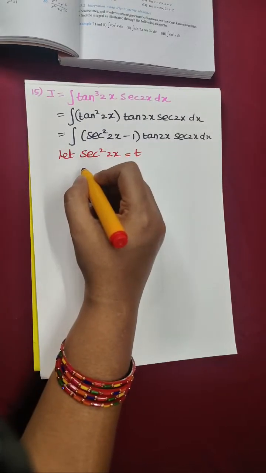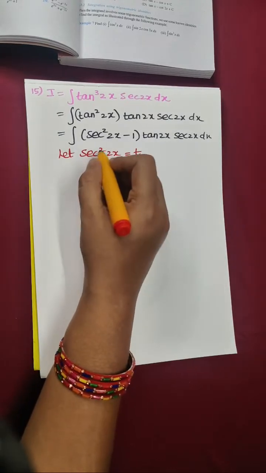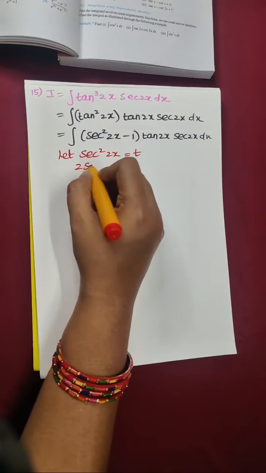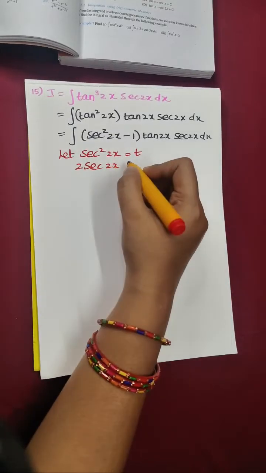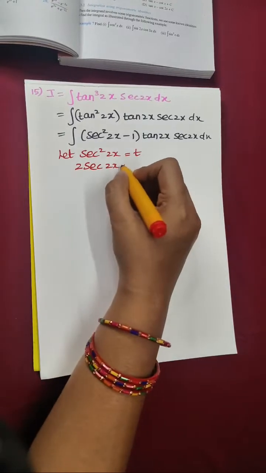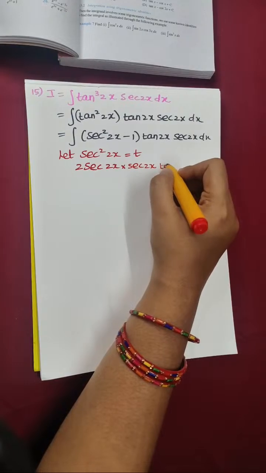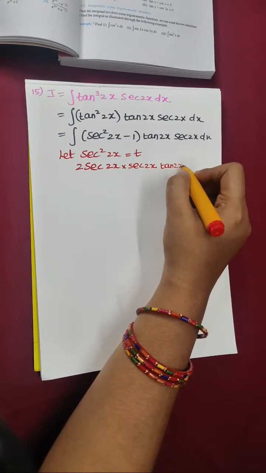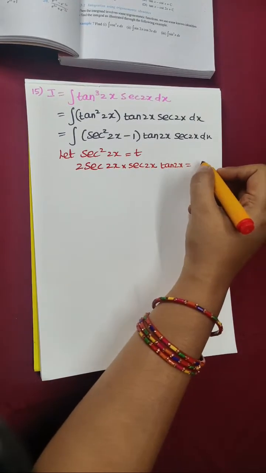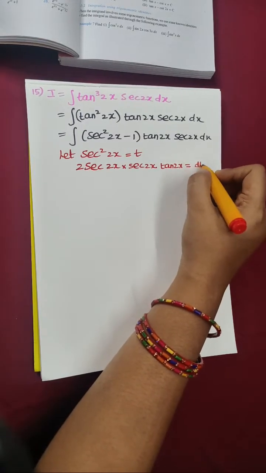And now, differentiating both sides with respect to x. Using the power rule, that will become 2 secant 2x. Now we have used the power rule. Then differentiation of secant 2x is secant 2x tan 2x, equal to dt by dx.